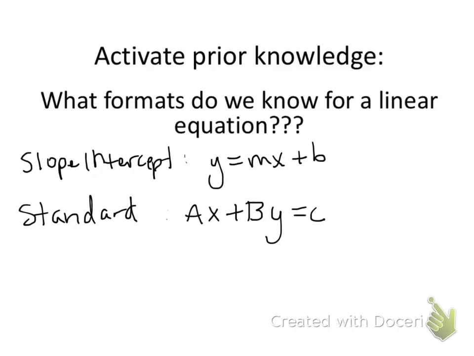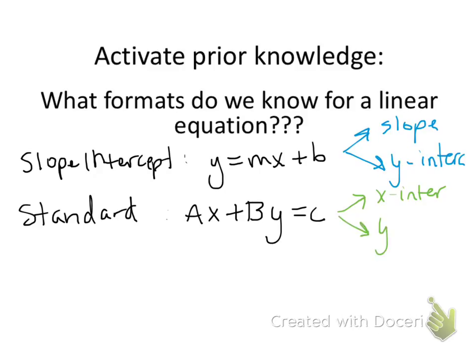And the important thing about these forms is what they're best used for. Remember, slope-intercept form, you need two things: the slope and the y-intercept. Now, standard form gives you two things fairly simply. It gives you the x-intercept and it gives you the y-intercept.